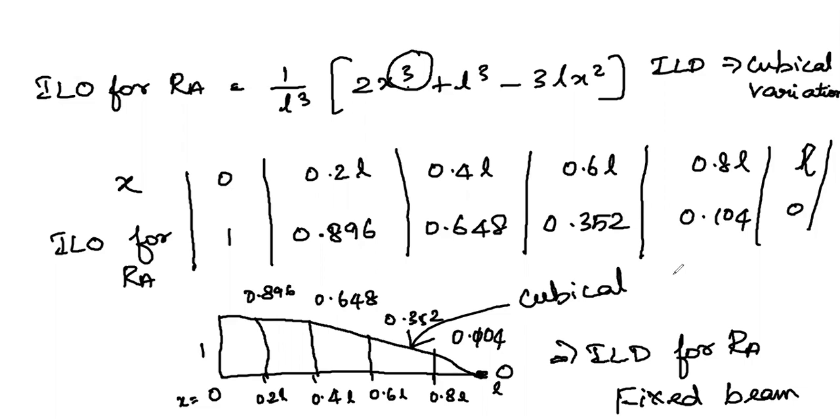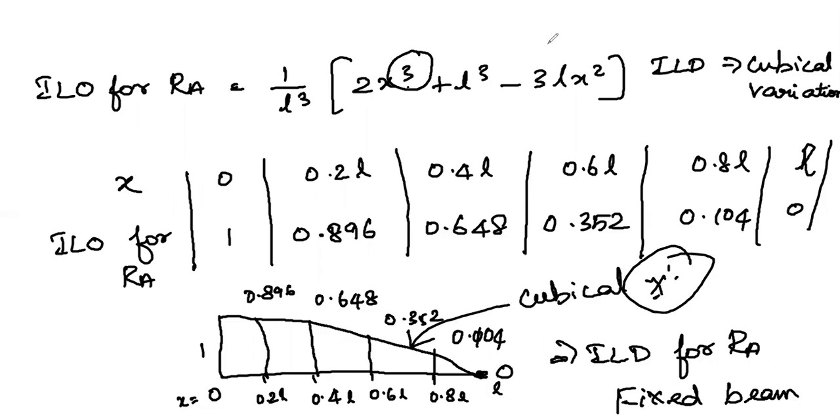It may be a parabolic variation or cubical variation. A 4-degree variation will also be possible there. But in this case, it is a cubical variation because the highest degree in this equation is 3. So the variation will be cubical. You should note this. This is very important.